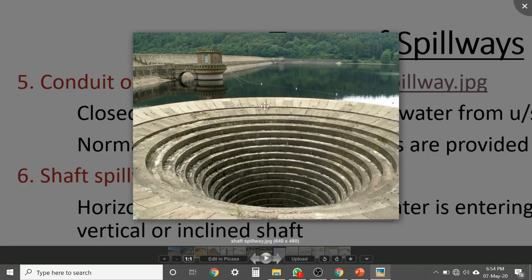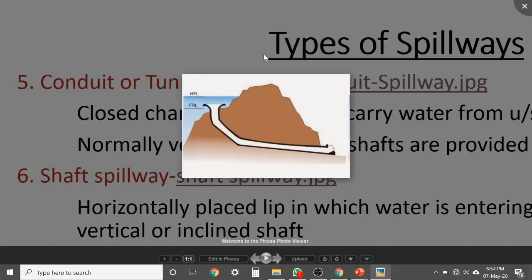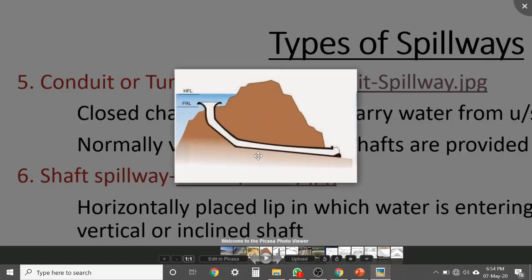You can see an opening here. When water is getting into this particular level, water will flow through this shaft and reaches the downstream side like our previous conduit spillway.